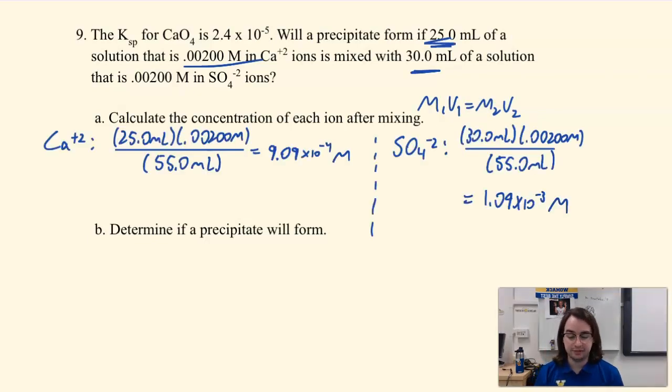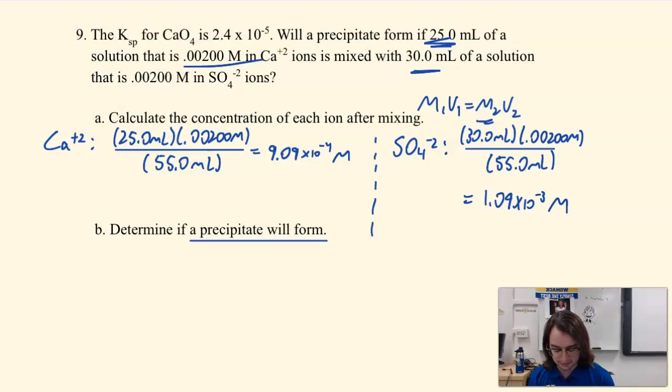Okay, so now we have those concentrations after they have been mixed. So again, it's a dilution thing. I just set up the dilution. I'm solving for M2. So let's determine if a precipitate will form. When we want to determine if a precipitate will form, if you ever see that language, I want you to think about how we're going to use what's called Qsp.